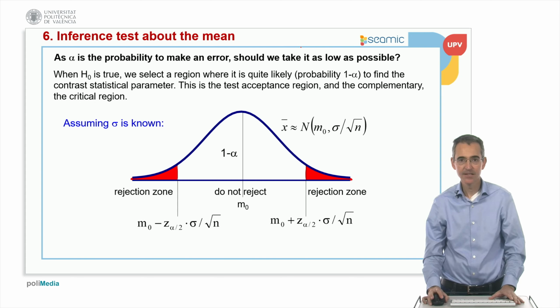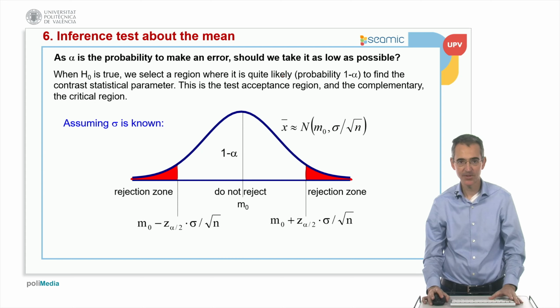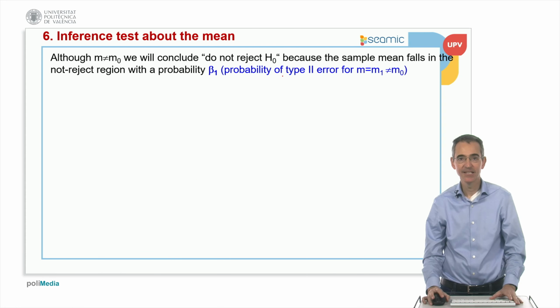Well, if we make calculations, these are the exact limits where we will not reject the null hypothesis, being z alpha halves the critical value obtained from the standard normal table. But what happens if the real value of the population mean is different? Although the real value m is not m0, we will conclude do not reject in many cases, because the sample mean falls in this zone of non-rejection with a high probability sometimes.